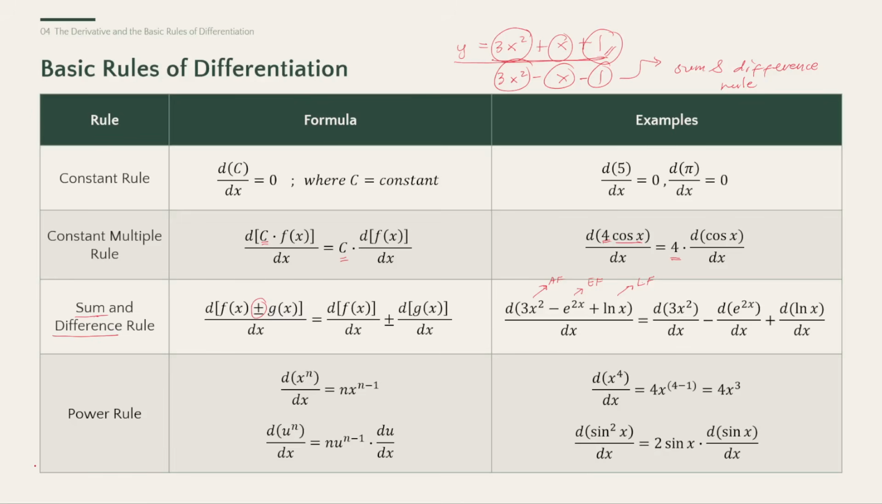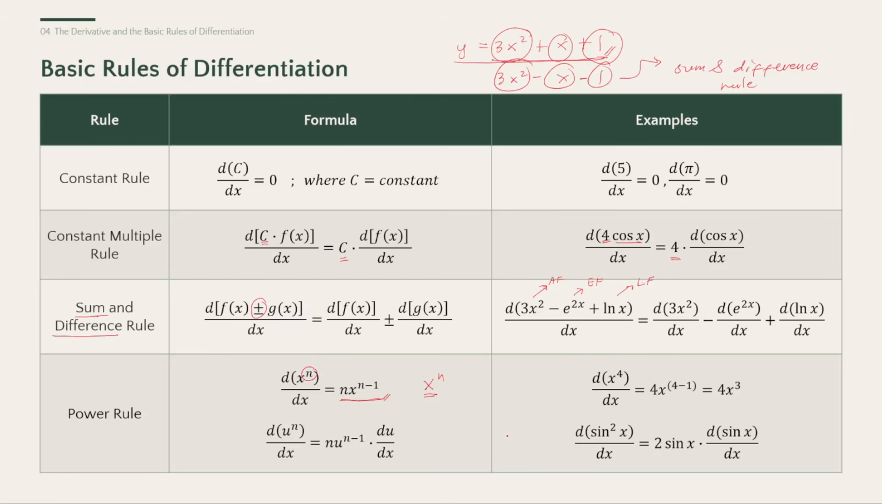And lastly, we have the power rule. Power rule is applicable to functions that have exponents, just like this one, derivative of x raised to n. Now, if the base or the variable is only in terms of x, meaning the variable used is only x, the formula we use is just nx raised to n minus 1. And here is the exponent.